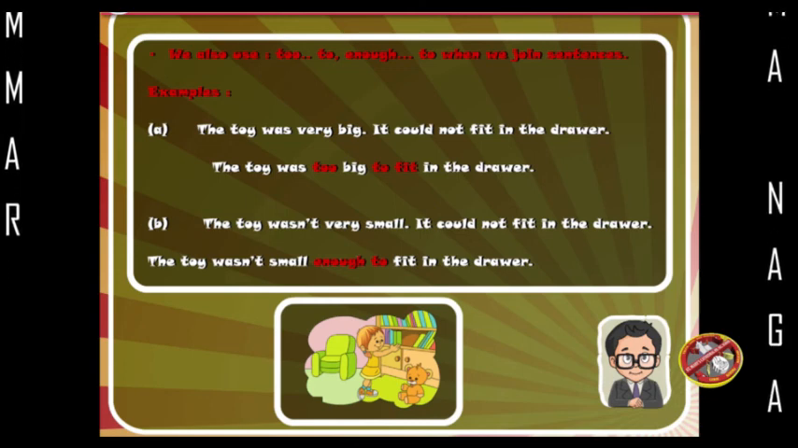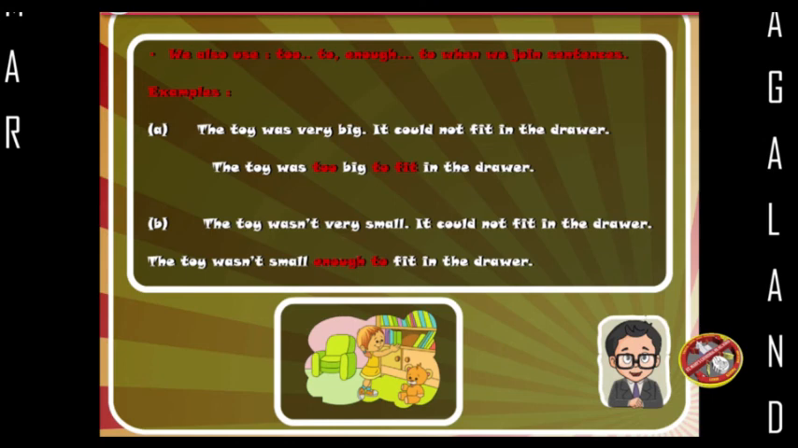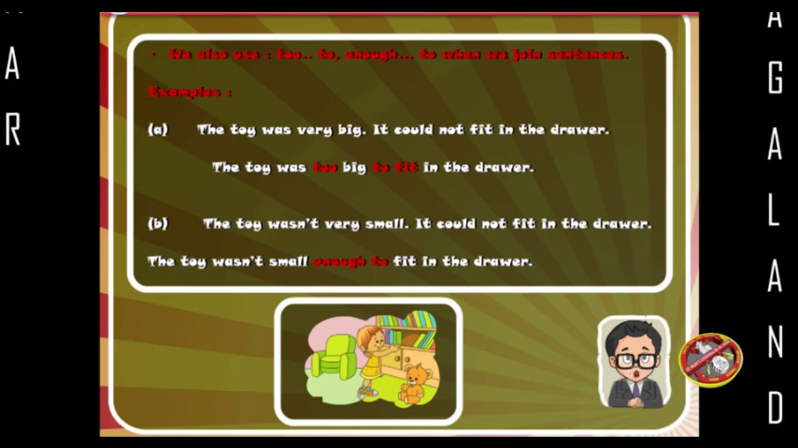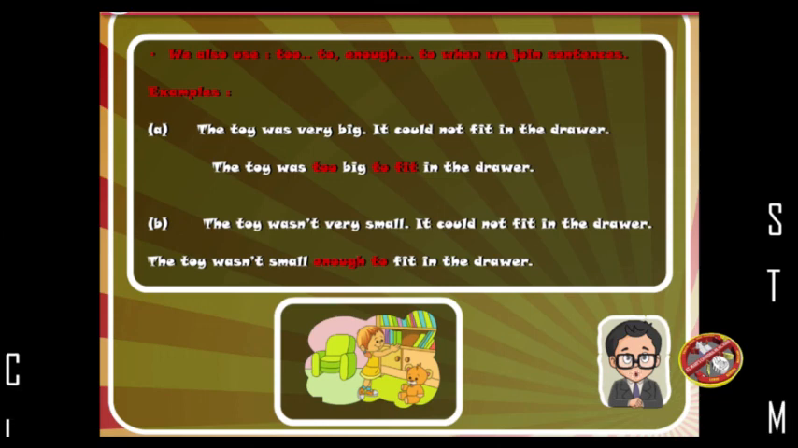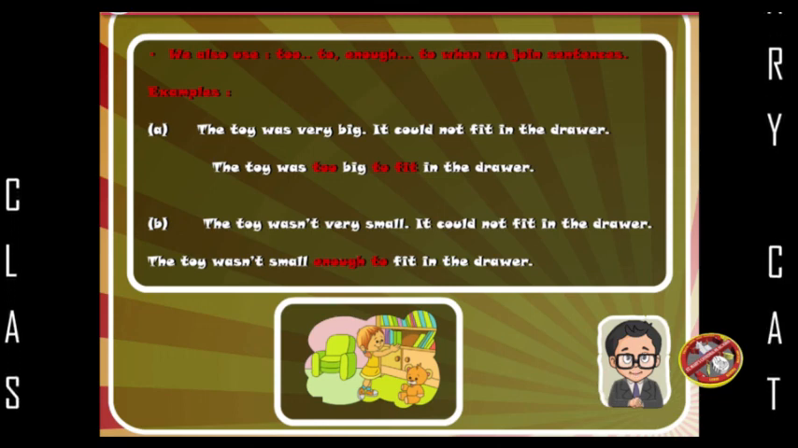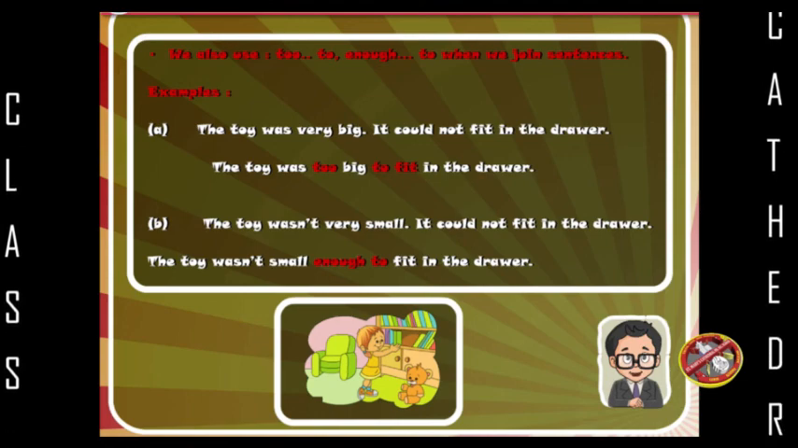Examples: the toy was very big. It could not fit in the drawer. The toy was too big to fit in the drawer. The toy wasn't very small. It could not fit in the drawer. The toy wasn't small enough to fit in the drawer.